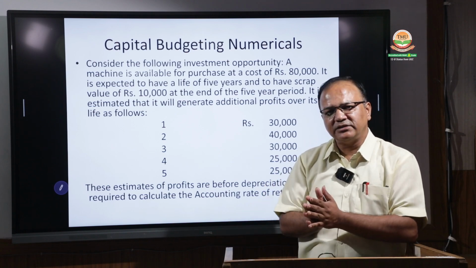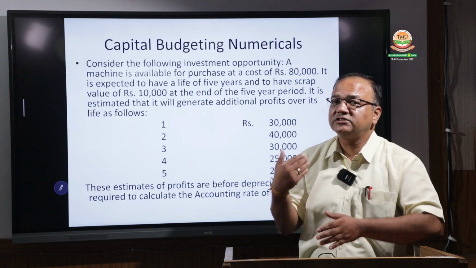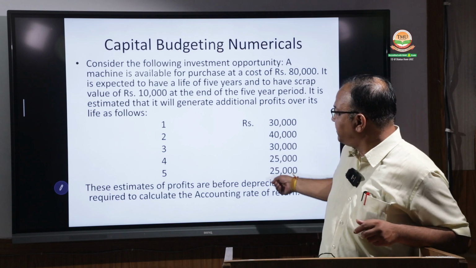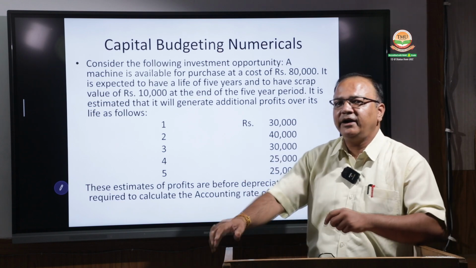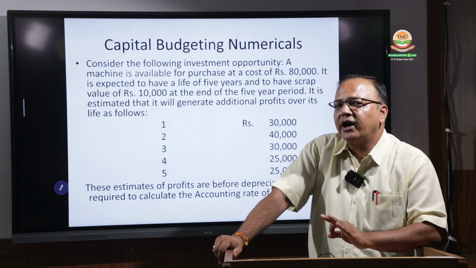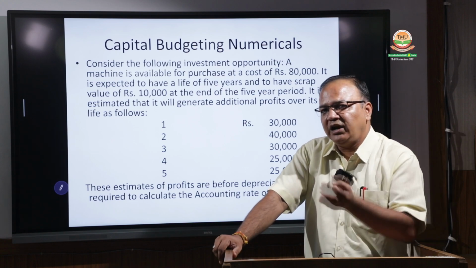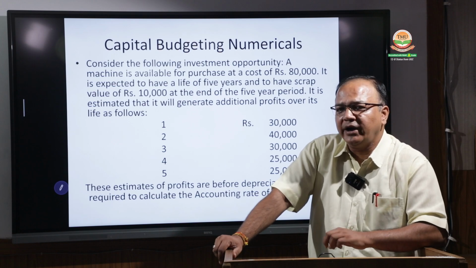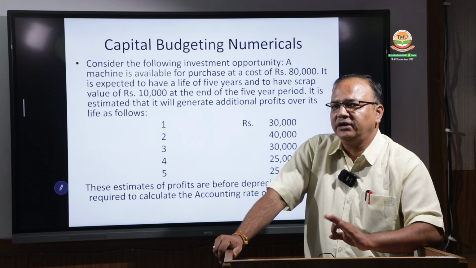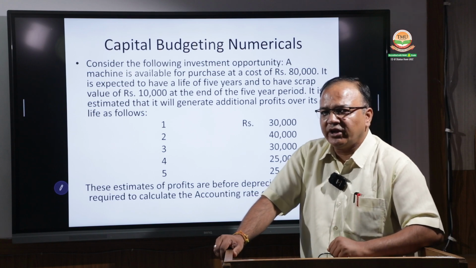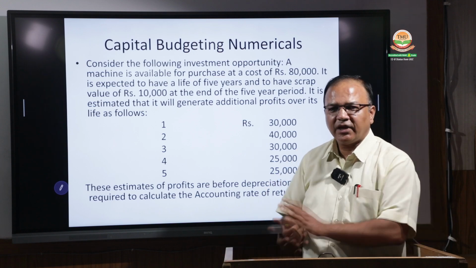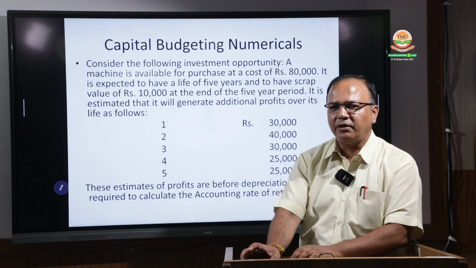So average investment is 30,000 and average profit, which I have calculated by the sum of all these values divided by 5, was again 30,000. So ARR is equal to 30,000 divided by 30,000 into 100. So you can say accounting rate of return is 100%. So the rate of return generated by the property is around 100%. So this is the calculation of the first numerical problem.